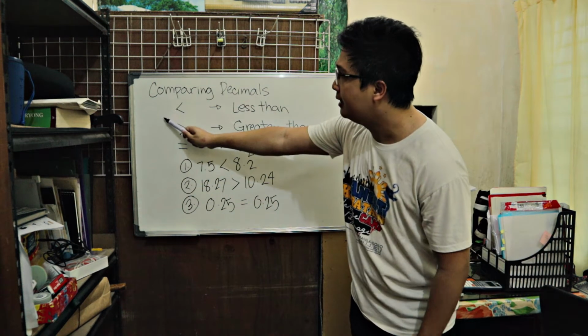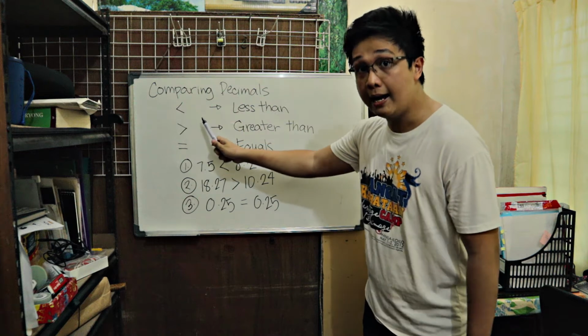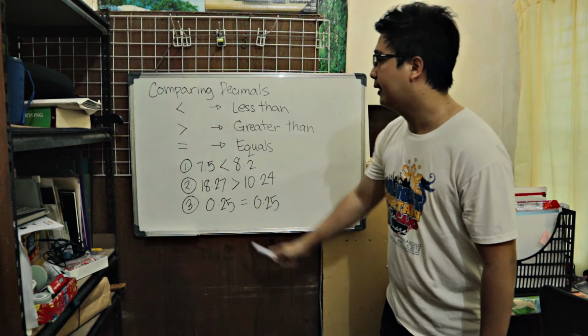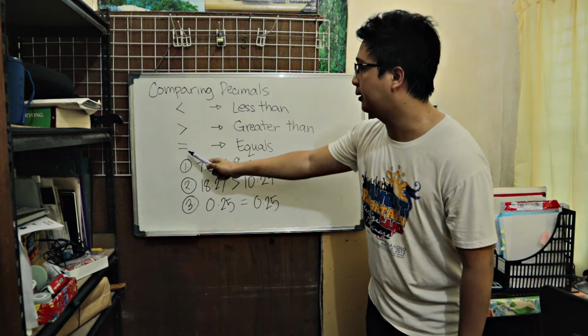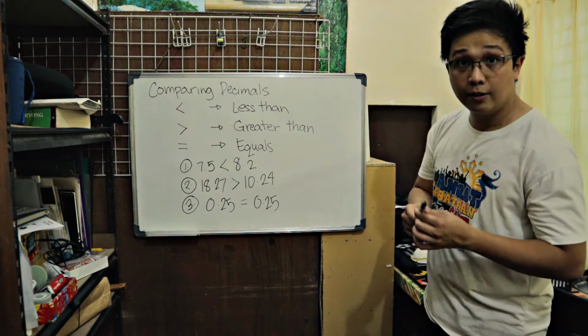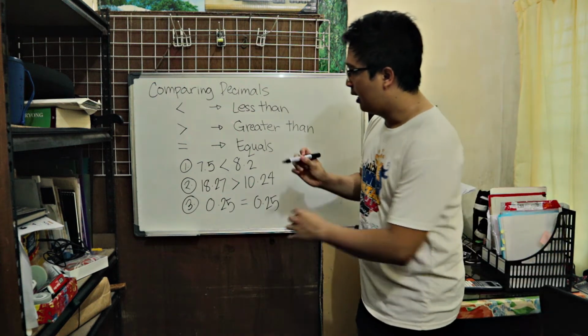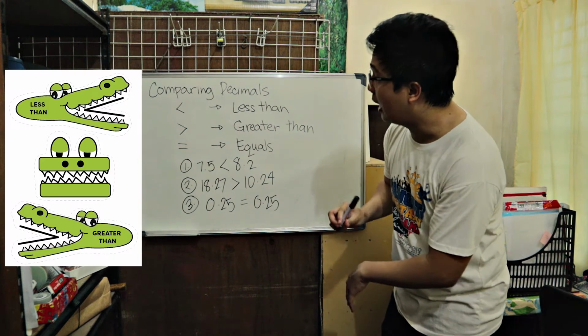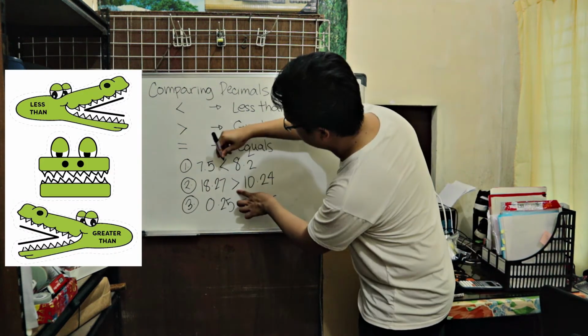So, blank is less than blank. Blank is greater than blank. Kag blank is equal to, or pwede man blank equals blank. Another way to think of it is, ang ini nga symbol, ang less than kag ang greater than, daw bibig siya.